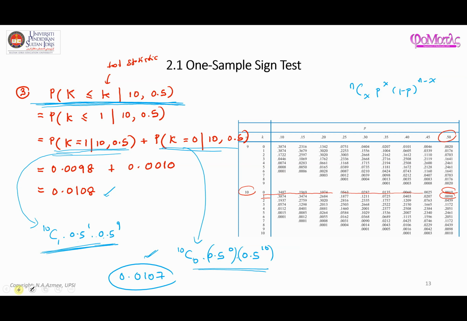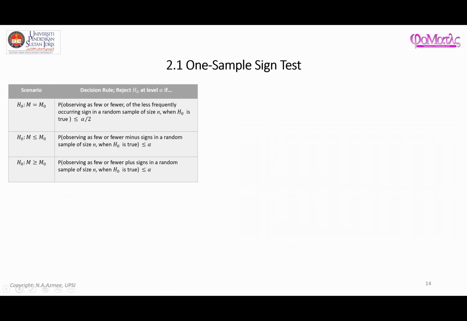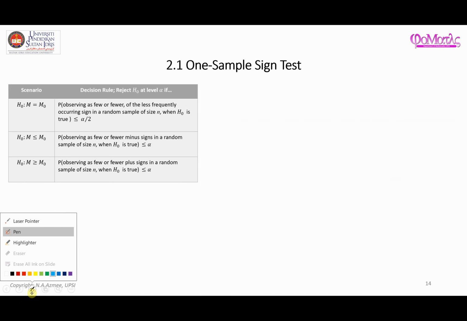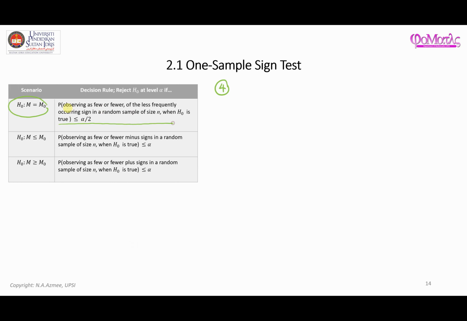Okay, now on the fourth step, you need to start thinking whether you should decide to reject or do not reject the null hypothesis. So the fourth step is making decision, and since we are dealing with this scenario, that means we will be looking at this decision rule.